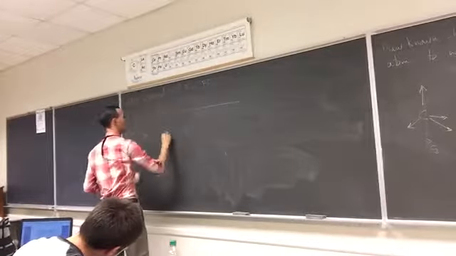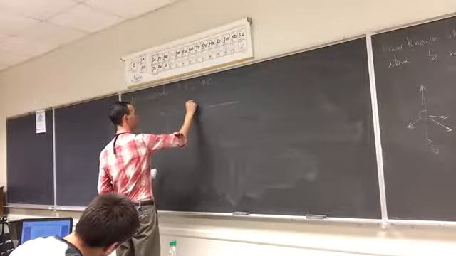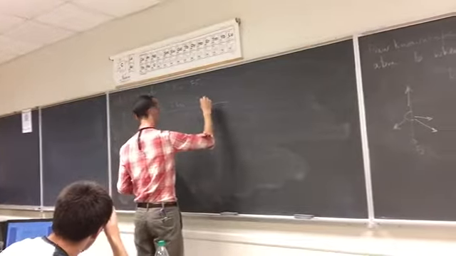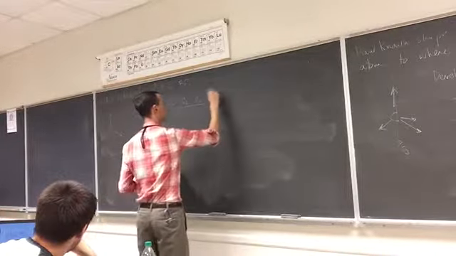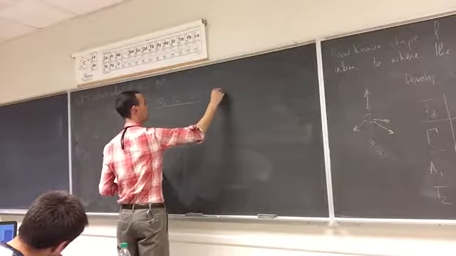So what's in the D3h point group again? E, 2C3, 3C2, sigma h, 2 S3s, and 3 sigma vs.